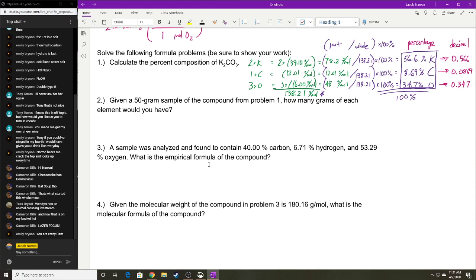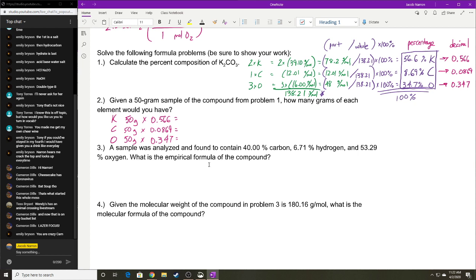So what that means is down here, I've got 50 grams, and I'll do it in order, K, C, O. 50 grams times 0.566. Again, 50 grams times 0.0869, and 50 grams times 0.347. And by doing all of this, it should end up working. In fact, I'll show you. We can prove it here in a second.